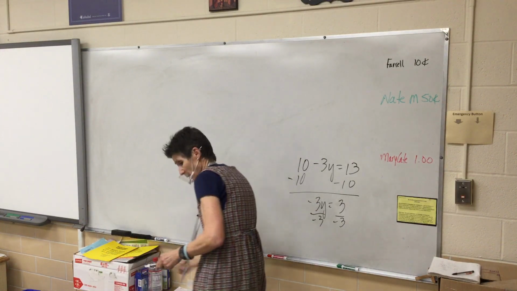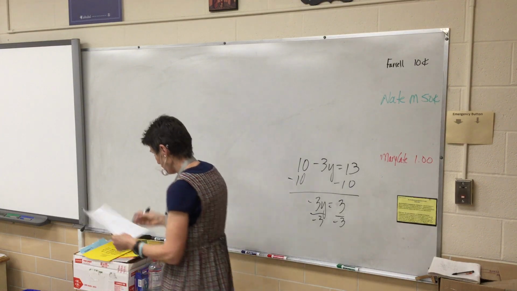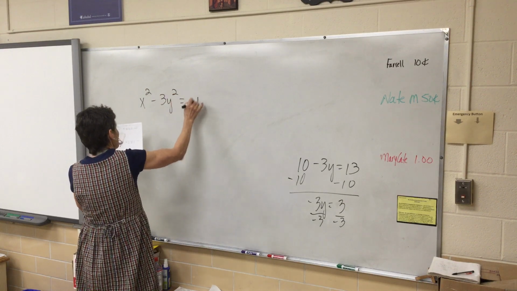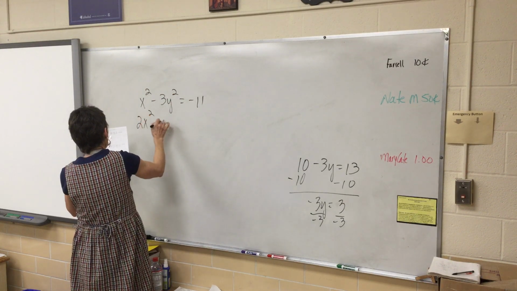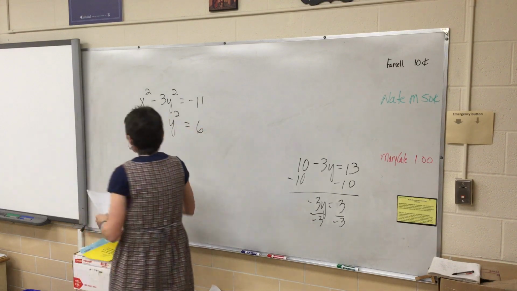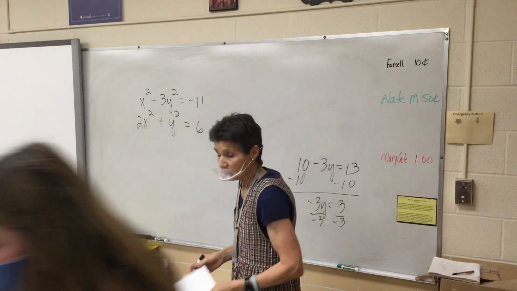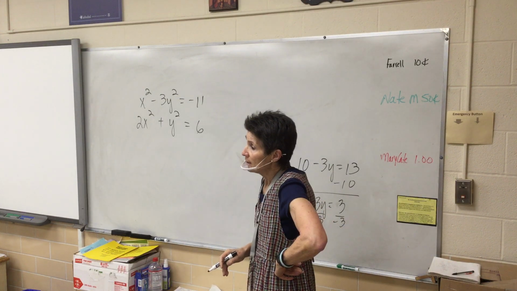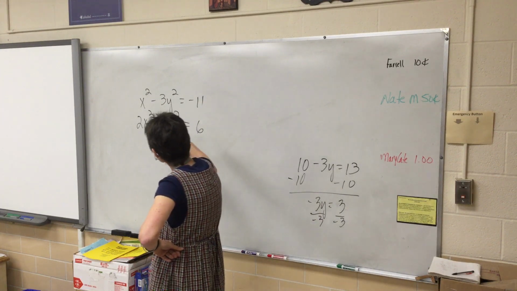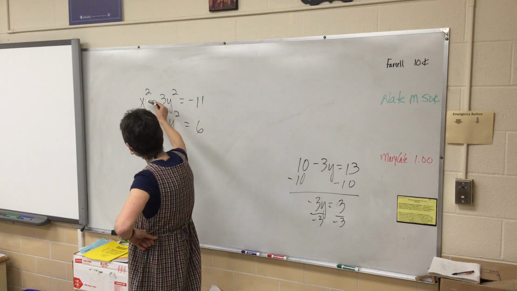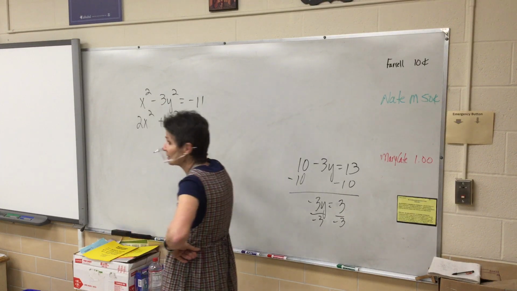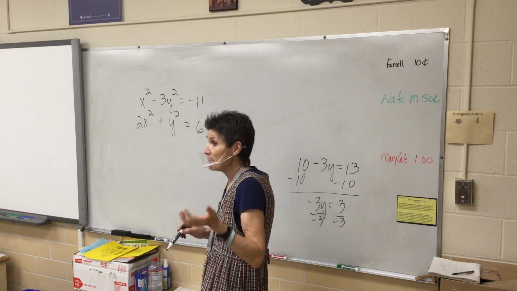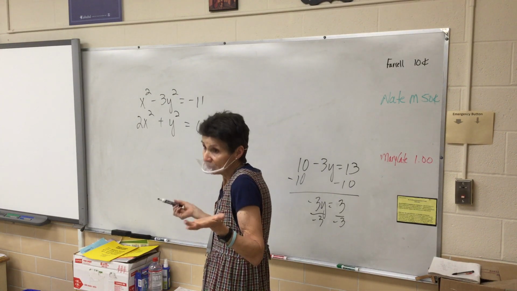All right, let's try the next one. The next one is problem 4. Now, simply because the variables are squared does not mean that we do anything any different. We're going to do everything exactly the same way. So look at it and decide, do you want to cancel your x's out, or do you want to cancel your y's out? It doesn't make any difference.